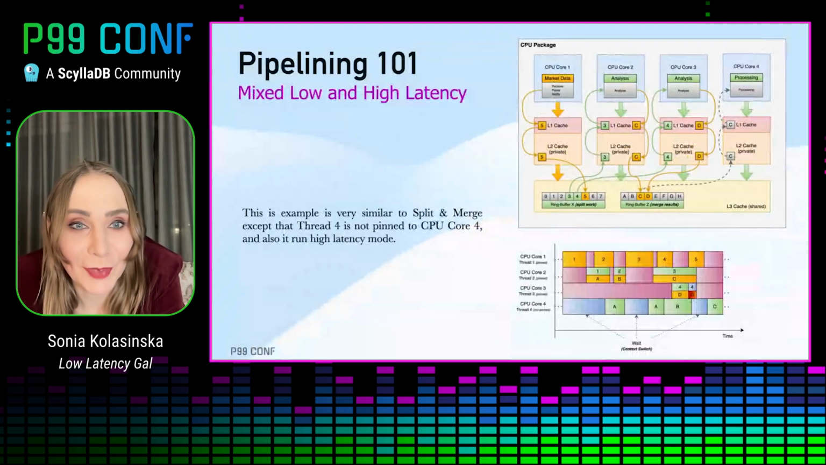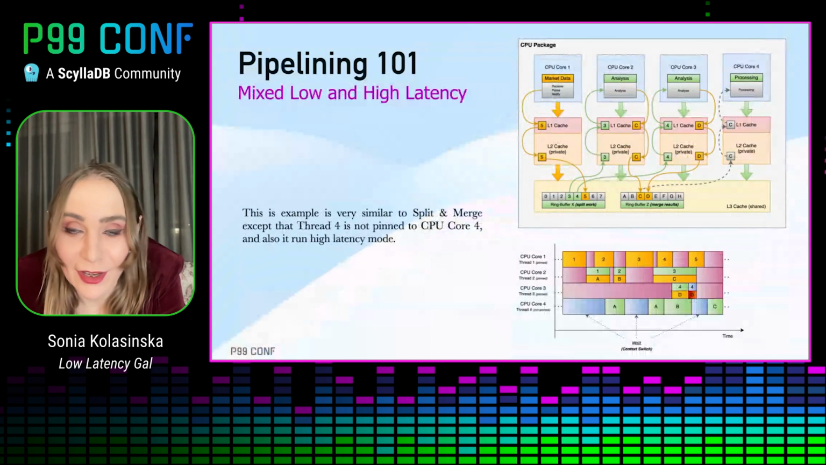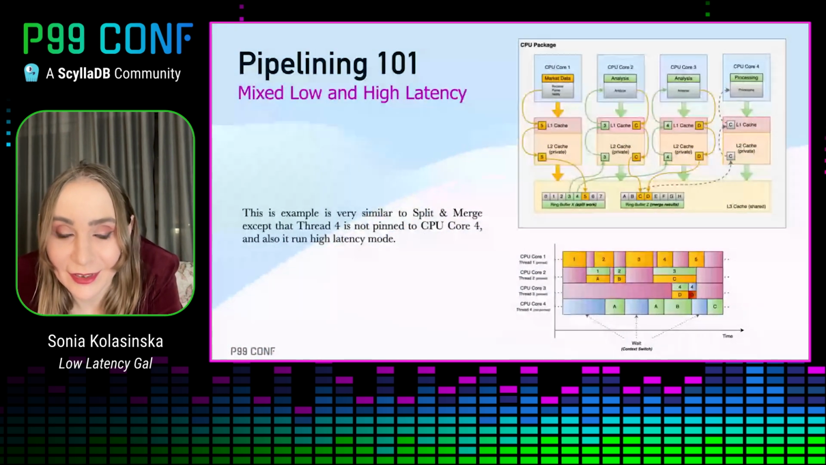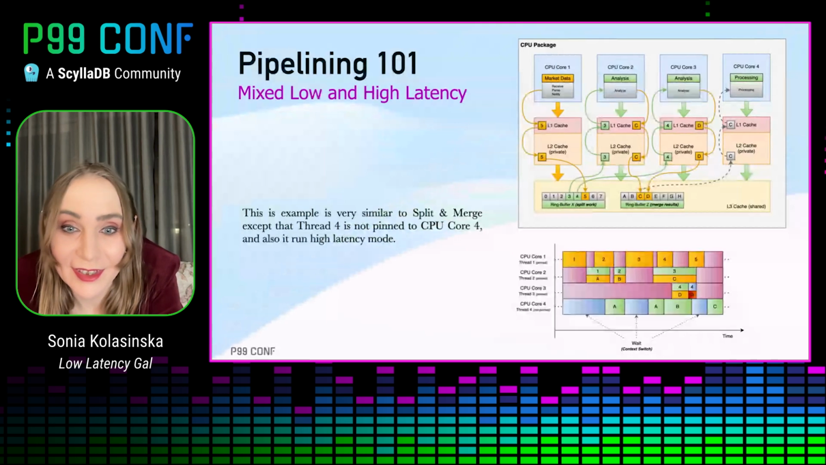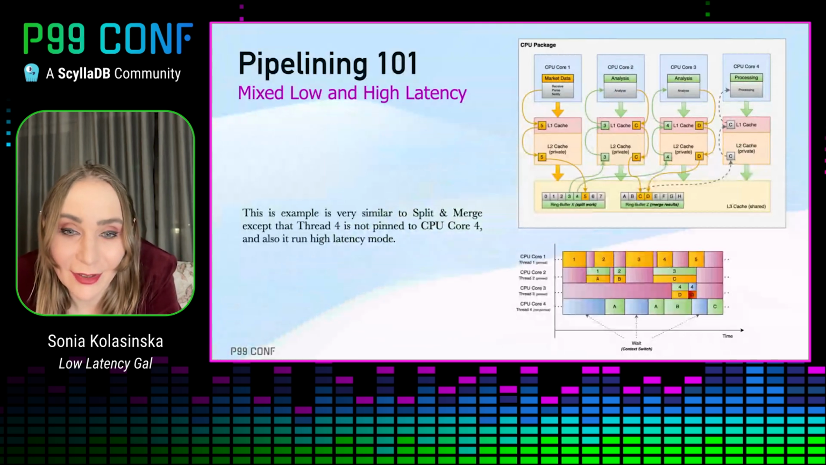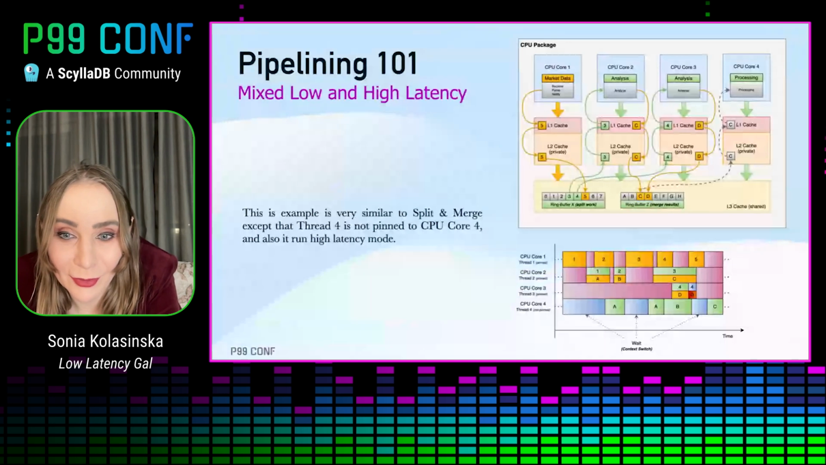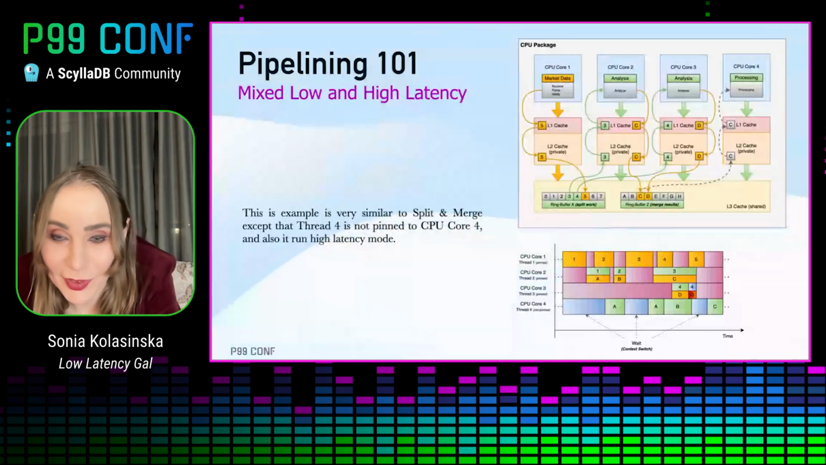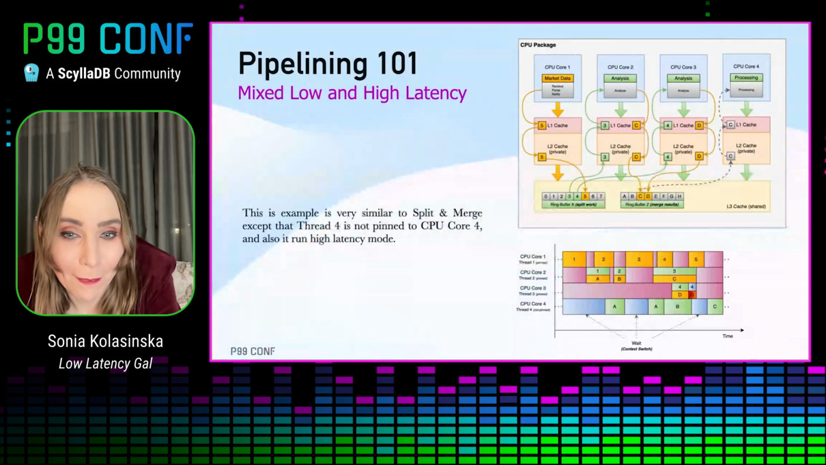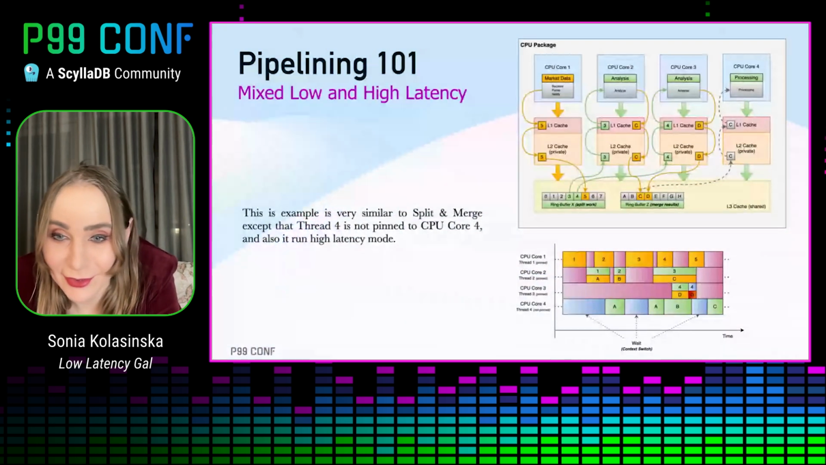We can also do mixed low and high latency. So what happens here is we repeat the last exercise, but here on core number 4 we're doing some not wait-free operations, right? We can see those blue spaces there on the diagram below. The CPU core number 4 is waiting in those blue spaces. It's just causing waits.